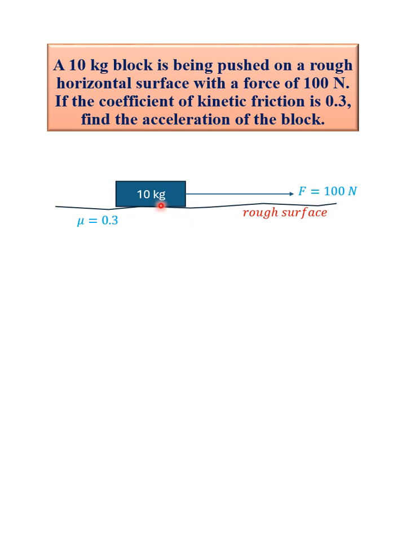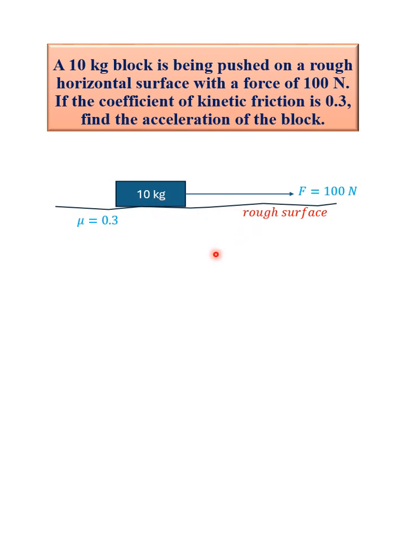Because the object is moving, it has a kinetic friction. It has a coefficient of kinetic friction. That coefficient of kinetic friction, mu, is given as 0.3. That is the coefficient of friction that exists between the rough surface and the block as it moves along the surface.